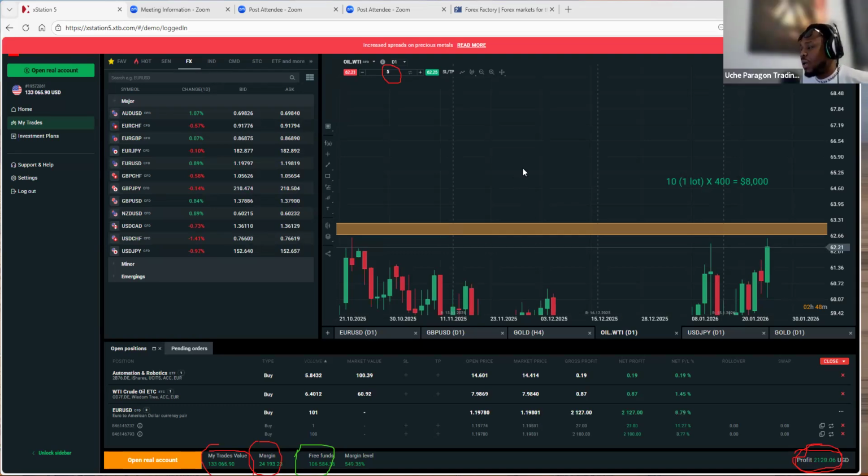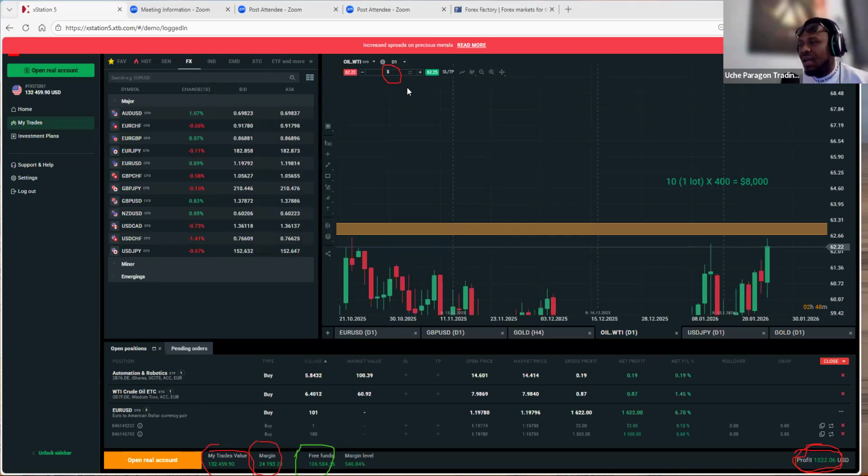Now, let's go back to lot size: how to place a trade. Somebody asked me that question, and I don't know whether she's even here. Placing a trade is important if you're a beginner, because the value of the lot size you select can determine how your profit will run. It is also part of risk management.